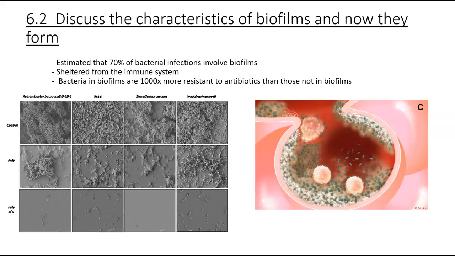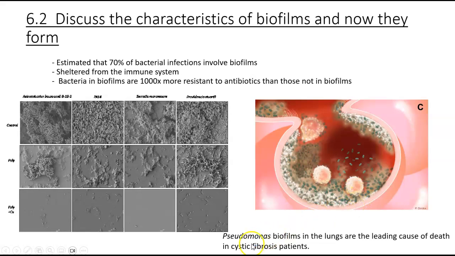I wanted to show you this. This one right here says Pseudomonas biofilms. Pseudomonas is a certain kind of bacteria. It's really common and causes a lot of different kinds of infections. Pseudomonas biofilms in the lungs are the leading cause of death in cystic fibrosis patients. You might know that cystic fibrosis is the most common fatal genetic disease in the U.S.